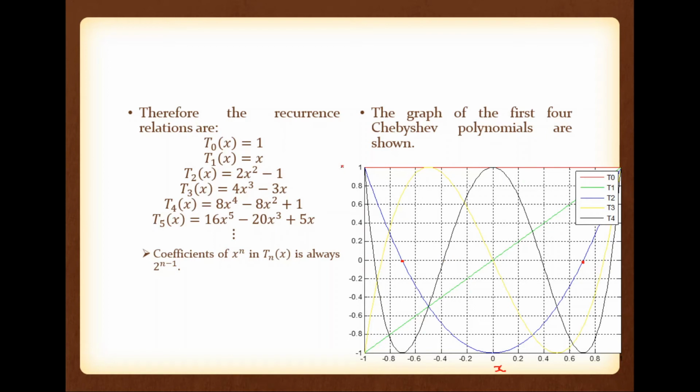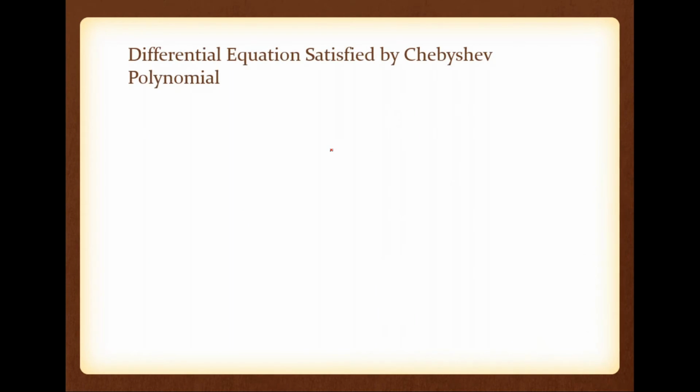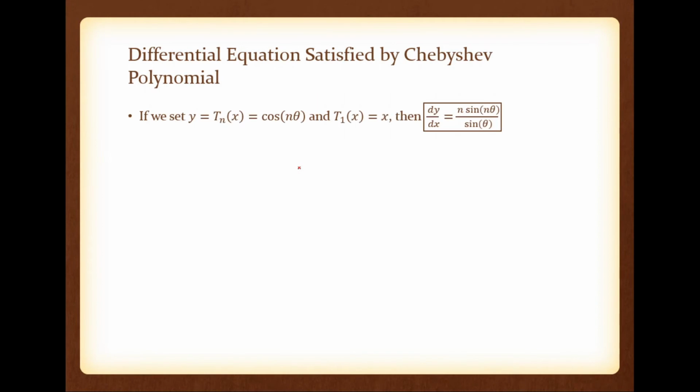So now we are going to discuss how to represent a Chebyshev polynomial by using a differential equation, the differential equation satisfied by the Chebyshev polynomial. For that purpose, we are taking y equal to Tn of x in order to derive the differential equation. We are setting y equal to Tn of x, that is cos of n theta, which is also equal to cos of n into cos inverse x.